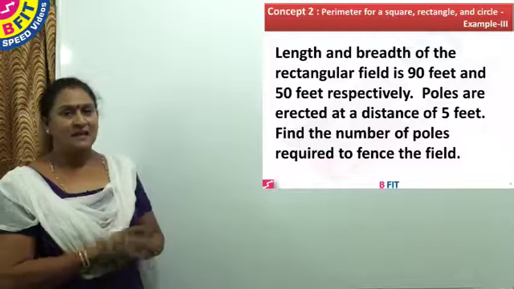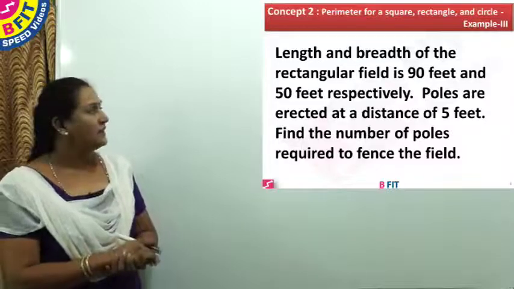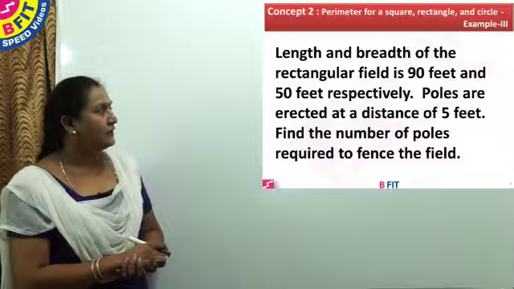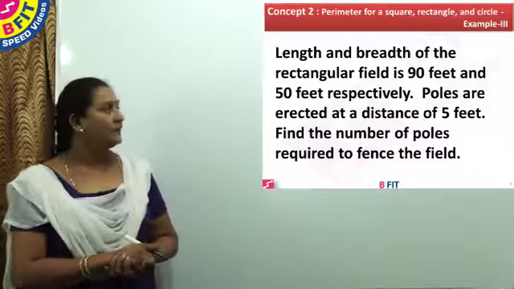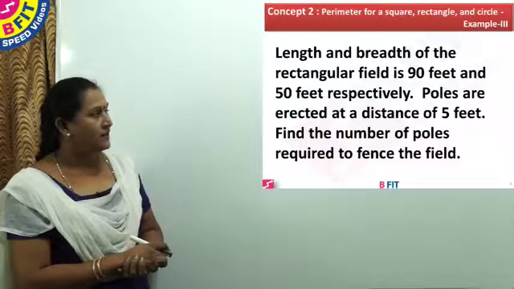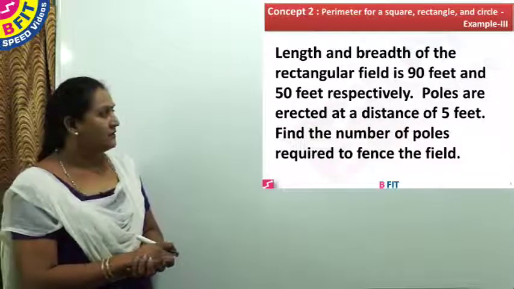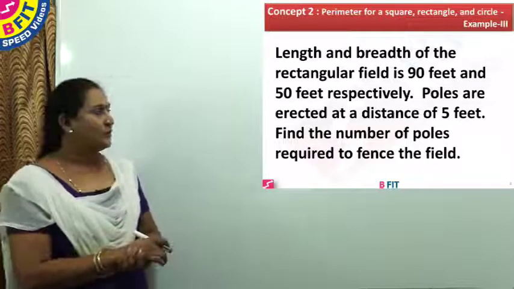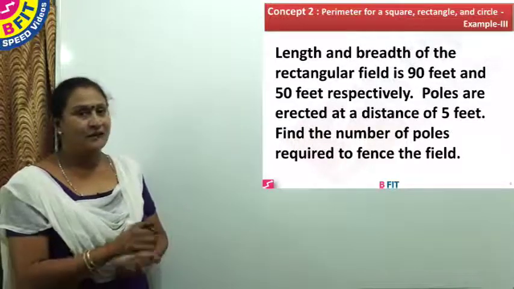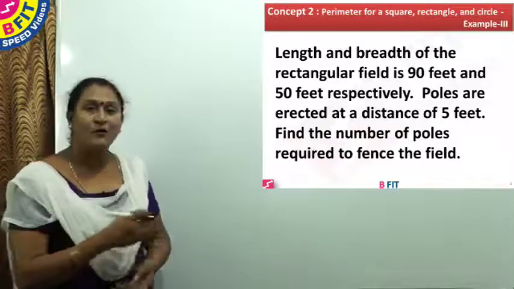So we'll see the next example. The question is, the length and breadth of a rectangular field are 90 feet and 50 feet respectively. Poles are erected at a distance of 5 feet. Find the number of poles required to fence the field. So poles are erected at an interval of 5 feet and the number of poles is asked.